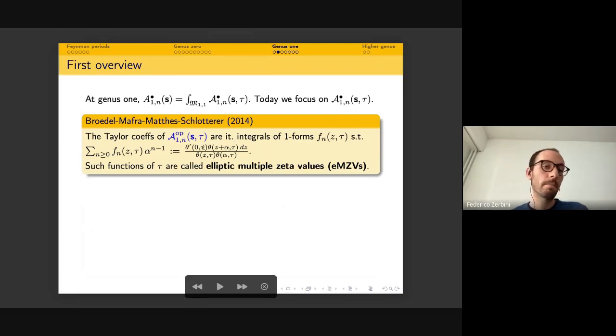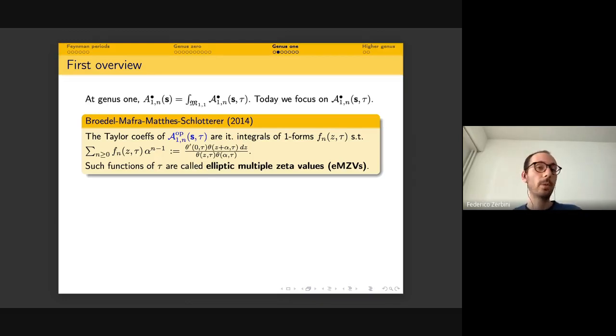So this function here, this quotient of theta functions, is sometimes called the Kronecker function. It was already studied in the 19th century. And you can treat this alpha as a formal variable and expand in alpha. And the coefficients of this expansion are functions of z and tau. And it turns out that the Taylor coefficients are iterated integrals of these one-forms. And let me mention that these are iterated integrals in the variable z. And they will be therefore functions of tau. And they are called, for reasons that will be perhaps more clear later, elliptic multiple zeta values.